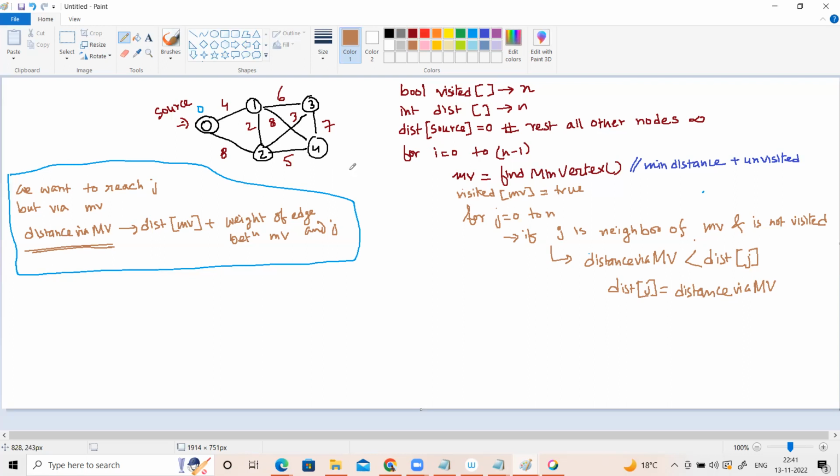We have not discussed this find minimum vertex part. It is very easy, and we can do it in a simpler way. For the sake of simplicity, we can use a min heap data structure as well. We can consider using the min heap in this whole process, because that is going to make our program more optimized. So try to learn how this min heap can be engaged here and make this algorithm more efficient. Thank you so much.